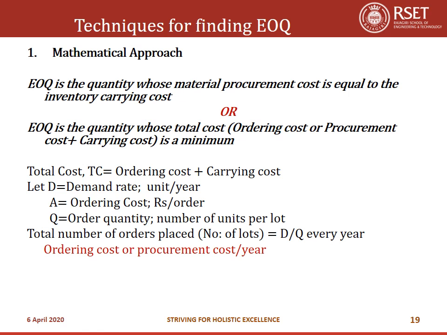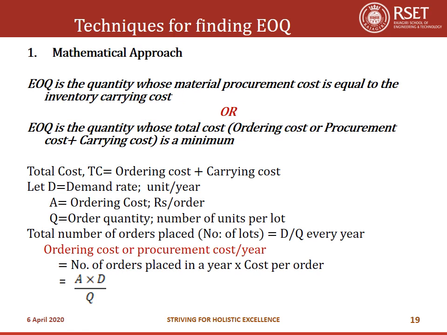So ordering cost or procurement cost per year is equal to the number of orders placed in a year times the cost per order, that is A into D by Q. D is the number of units that are getting sold every year. Q is the number of units per lot. So the total number of lots getting sold every year is D by Q. Now the ordering cost per order is A. So A into D by Q would give you the total ordering cost or procurement cost per year.